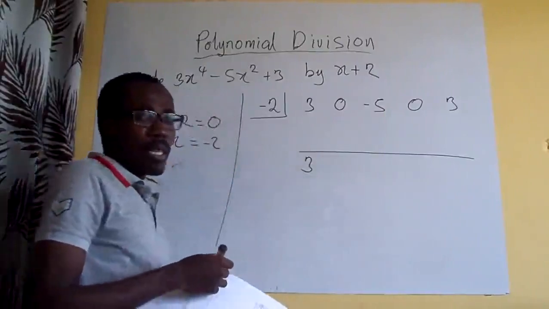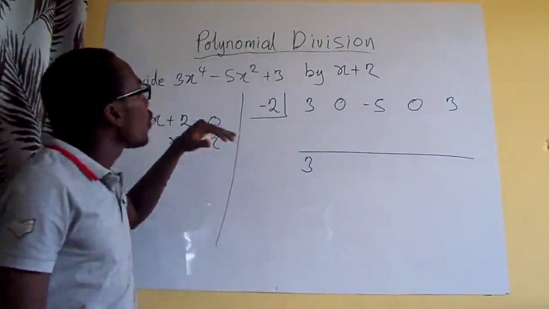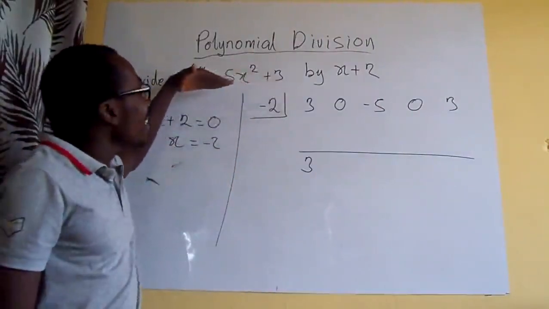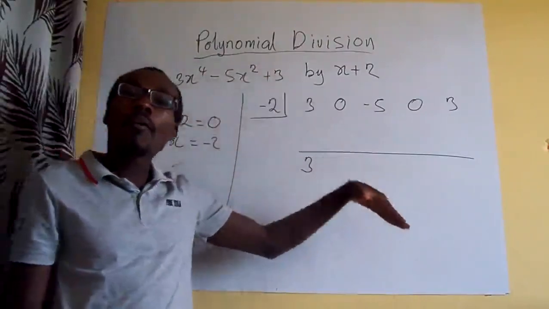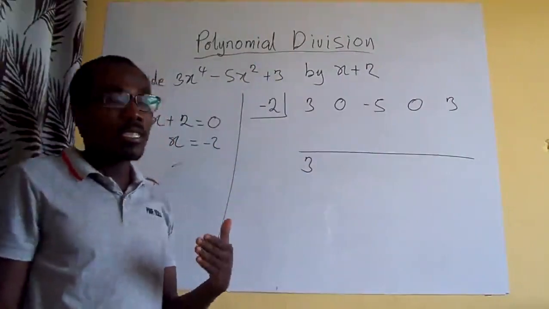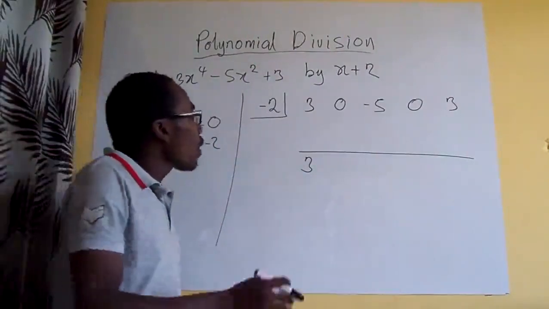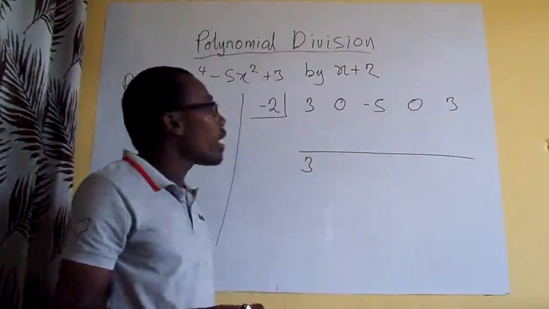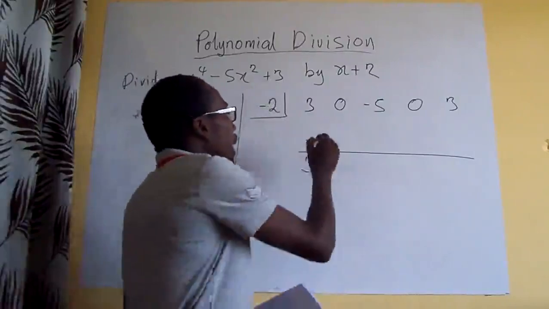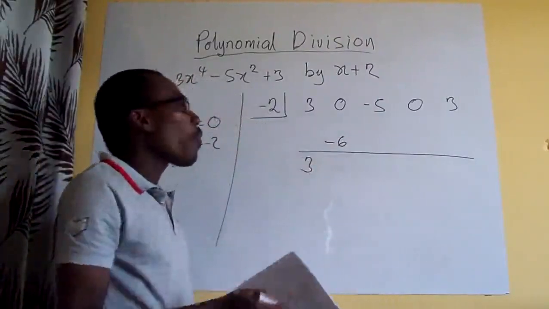One important thing is that before you can do the synthetic division, you have to ensure that your given polynomial is arranged in the descending powers of x, okay? That is going to help you to be consistent and ensure that you work in an orderly manner. And so having your very first coefficient here, you multiply minus 2 by 3, and that gives you minus 6. You write it just beneath the next coefficient.